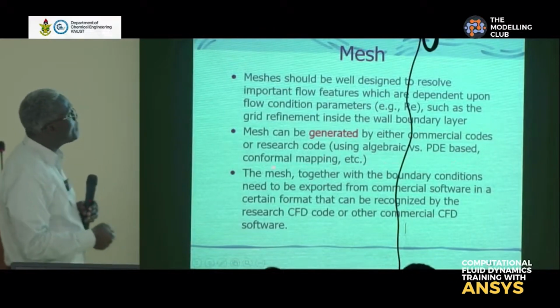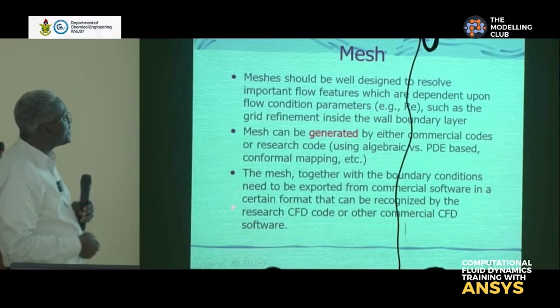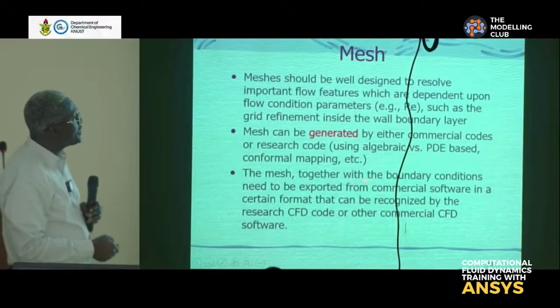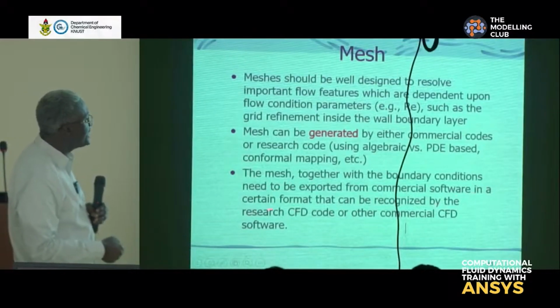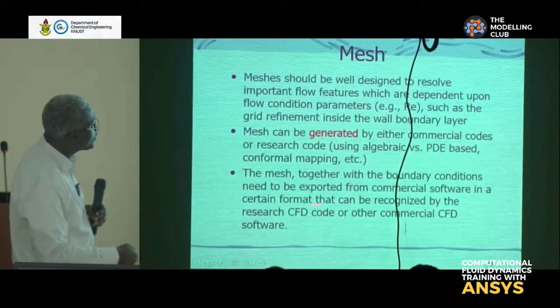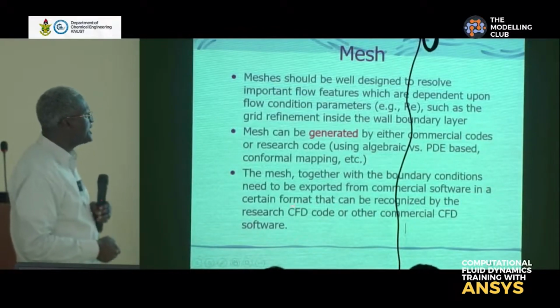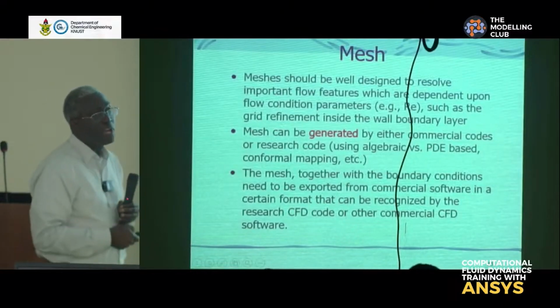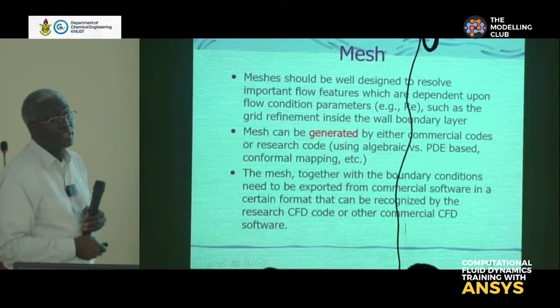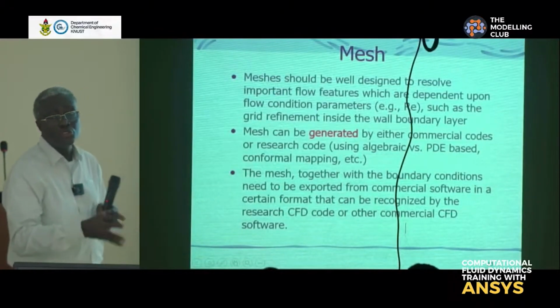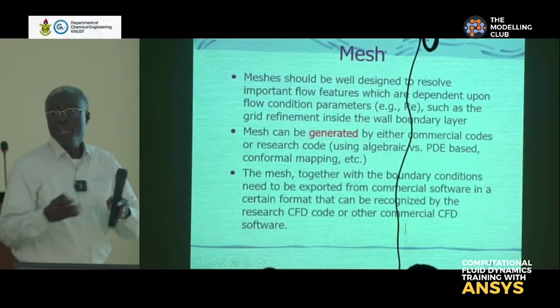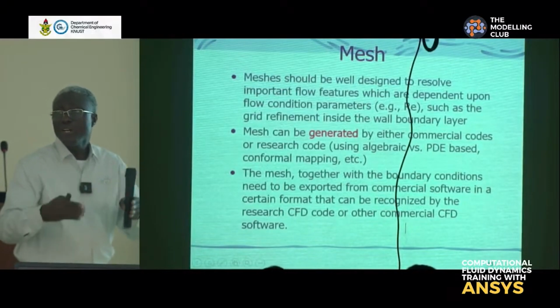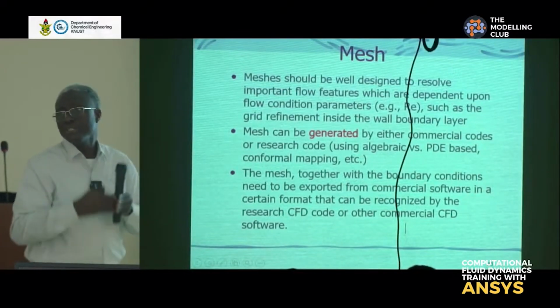So yes, there are commercial codes for generating these meshes. The mesh together with the boundary conditions need to be exported from the commercial software in certain format that can be recognized by the research CFD code or other commercial codes. That is something that we have to contend with, okay? When you are using two different systems, they will not talk to each other until you put it in the form that they would understand.